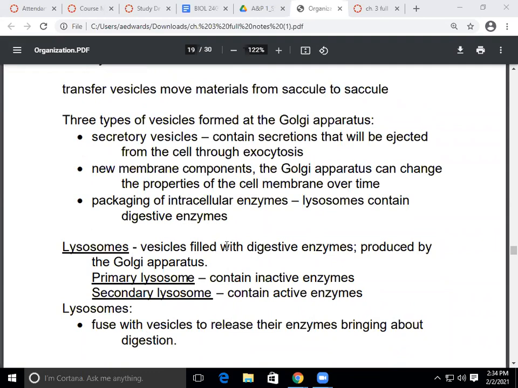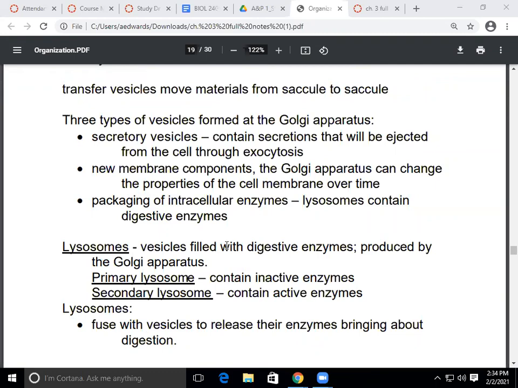All right. And then packaging enzymes inside the cell. So example of that are lysosomes, which are essentially vesicles, okay, that have digestive enzymes in them. They break stuff down, right? Destroy things. So speaking of lysosomes, let's talk about those.